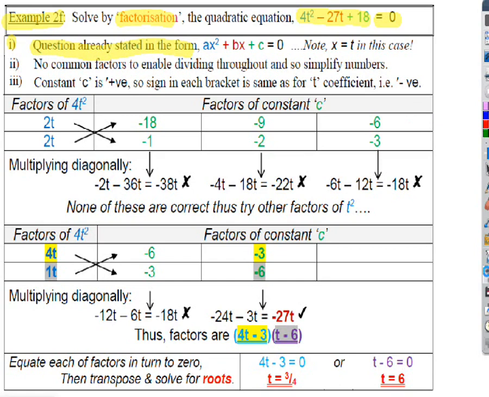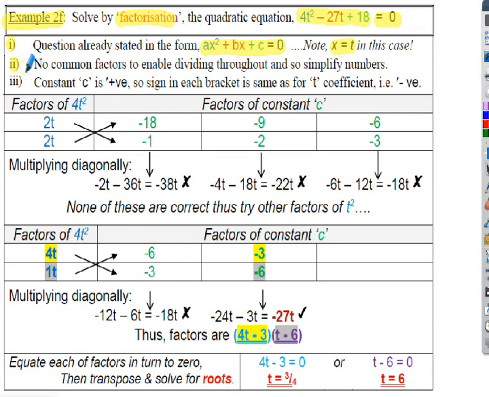So just thinking through the steps we had in the previous slide. Step 1, is the equation in the format ax squared plus bx plus c? Yes, it is. It's of the form 4t squared minus 27t plus 18 is equal to 0. So that is in the form of ax squared plus bx plus c, just noting that x in this case is actually t. So the variable changed there, the symbol's different.